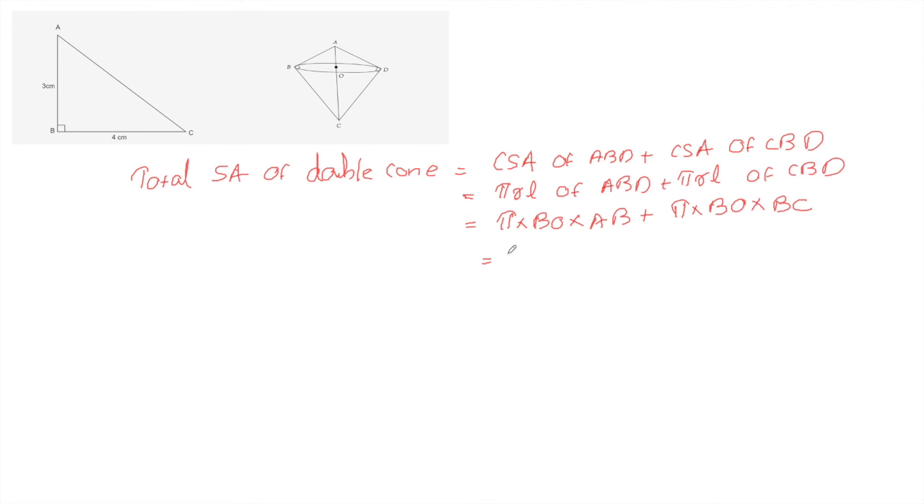So we can substitute the values. Pi into BO, it is 12 by 5, and AB it is 3, plus pi into again BO, 12 by 5, into BC it is 4. After solving this we will get the value 52.75 centimeter square. This is the total surface area of this double cone.